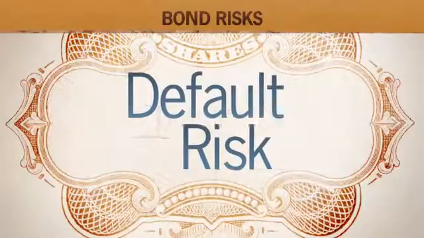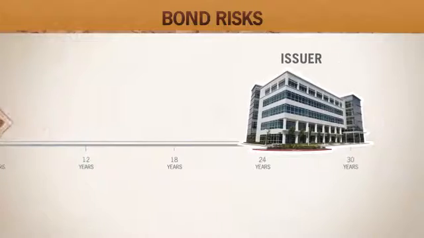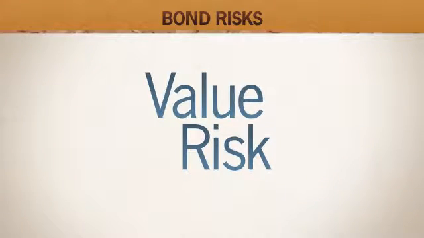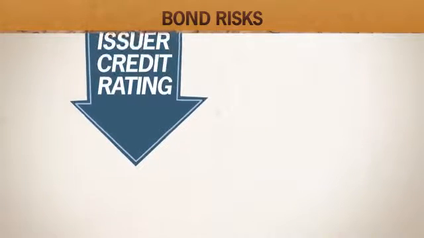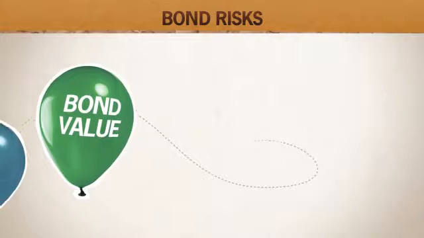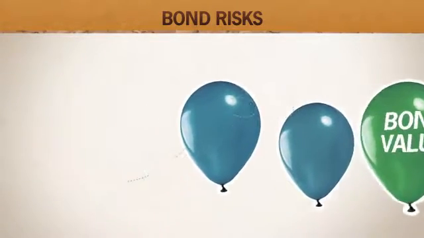First, bonds are subject to default risk, or the risk that an issuer may not be able to pay the interest or principal when it comes due. The value of a bond may also suffer if the issuer credit rating declines while the bond is outstanding. Like stocks, bond values may fluctuate with changes in market conditions.